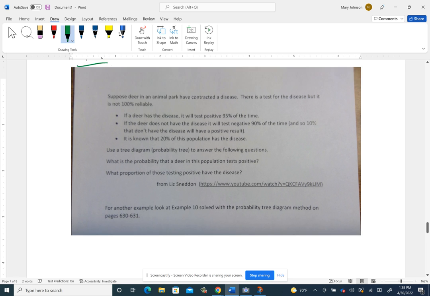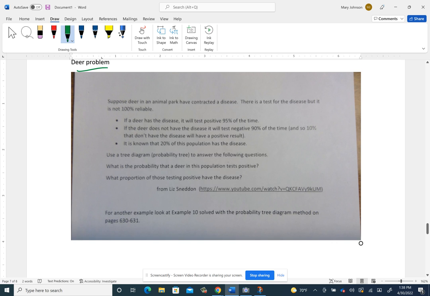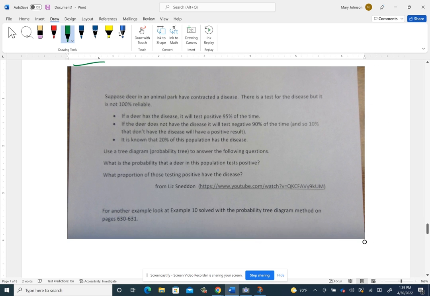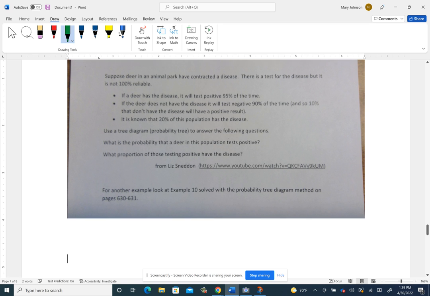Okay, all right, so here's the deer problem. This is an interesting and pretty relevant little problem. It was a good problem, and there's a reason I'm doing it, so you should really pay attention.